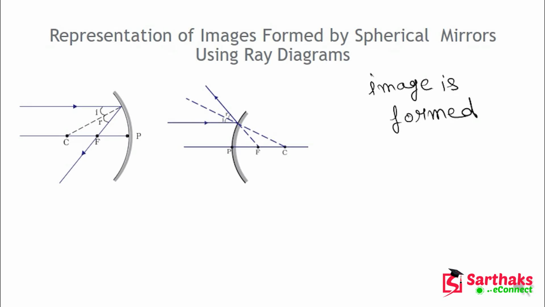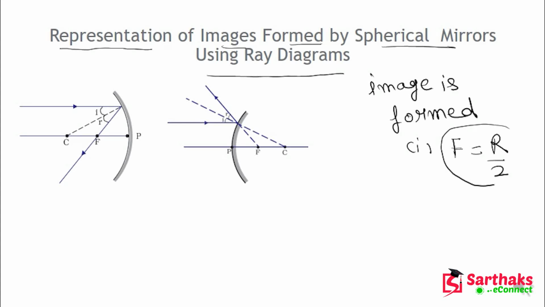Okay, so let's try to understand the representation of images formed by spherical mirrors using ray diagrams. Before telling you this, let me write a very important relation between the focal length f and the radius. And what is this relation? The focal length is just half of the radius.